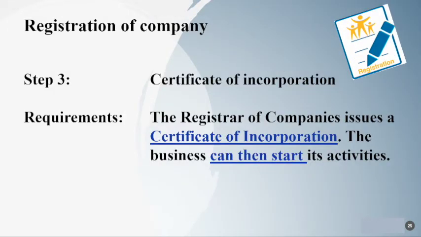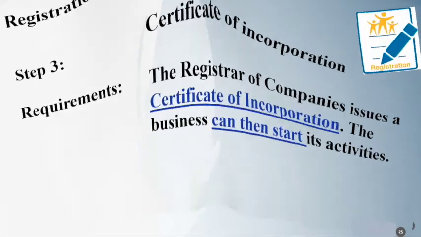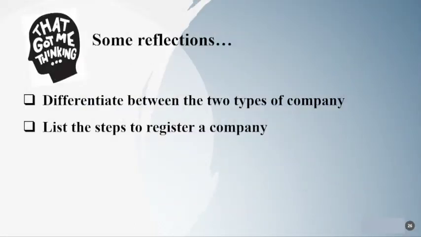Step 3. Certificate of Incorporation. Requirements. The Registrar of Companies issues a certificate of incorporation. The business can then start its activities. Some reflections. Differentiate between the 2 types of company. List the steps to register a company.